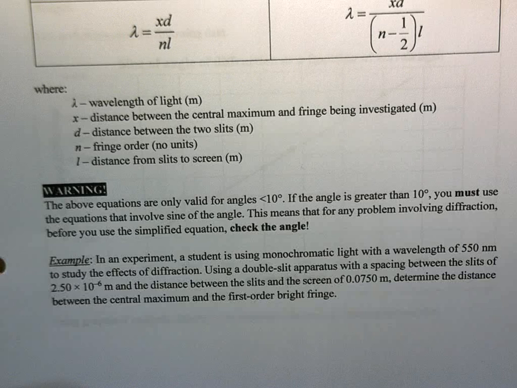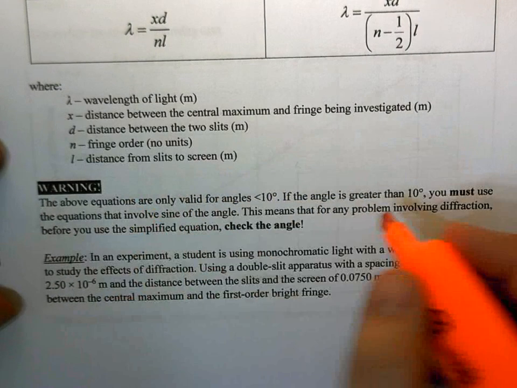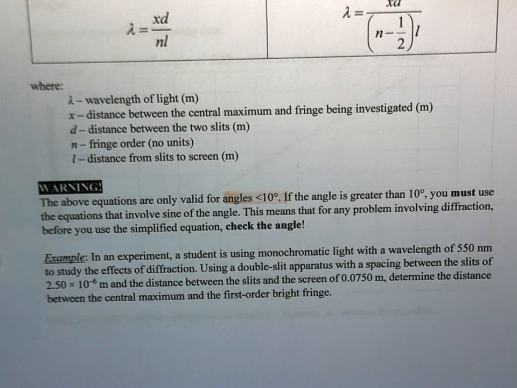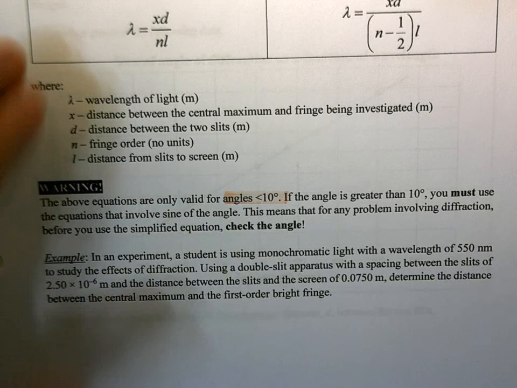Now, the small angle approximation is really great, but it's one of those things on the diploma they'll try to bait you into using when it's not actually appropriate. So these above equations are only valid when the angle is under 10 degrees. If the angle is larger than 10 degrees, you need to use the actual lambda equals d sine theta over n. You want to check the angle before you use this.